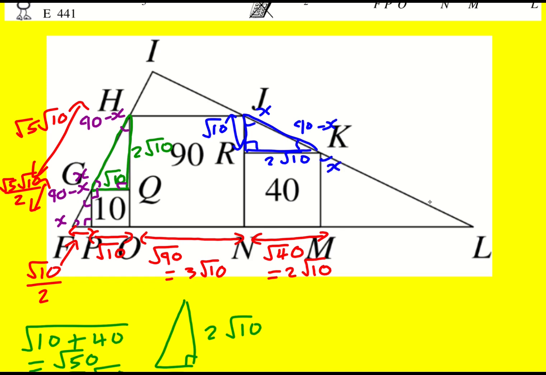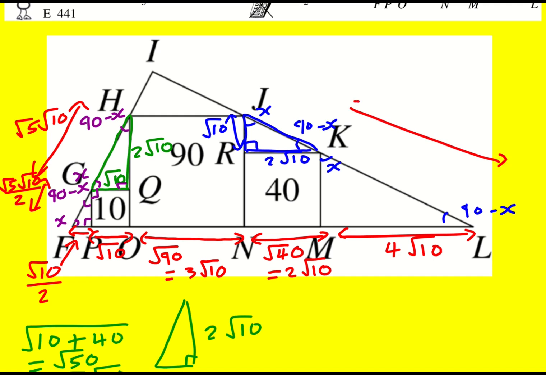That's going to be x, and that's 90 minus x. So I can start using some ideas that we've found. I know that the smaller length of this bigger triangle on the bottom right is 2 root 10 in height. So if I double it, this is going to be 4 root 10.